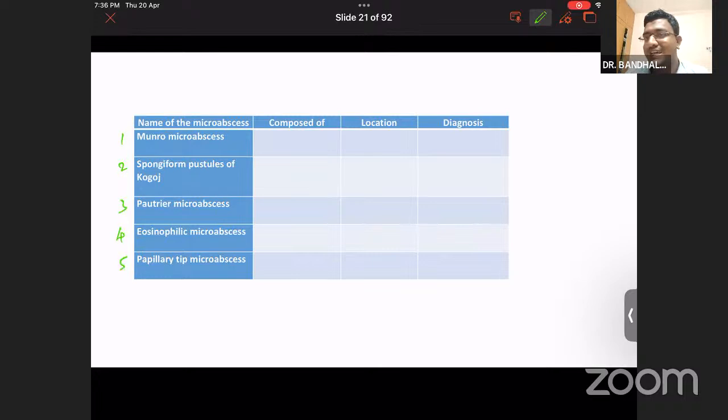First, we will see the location. It is very easy to remember. Papillary tip microabscess is seen in dermal papilla, right? Among other microabscesses, you should remember only Munro, which is seen in stratum corneum. Others are seen in stratum spinosum. Only thing in the location you should remember is Munro microabscess, which is in the corneum.